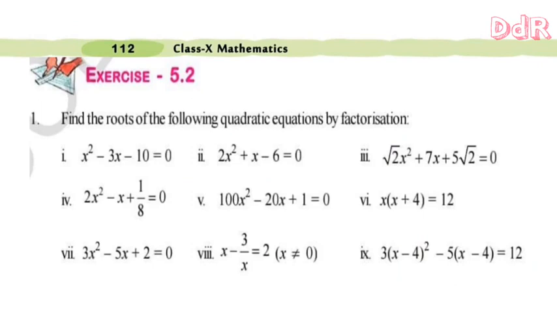In our textbook page number 112, we have one exercise which is exercise 5.2. The first bit is: find the roots of the following quadratic equations by factorization. I am going to explain the third problem. Firstly, root 2 x square plus 7x plus 5 root 2 equals 0.